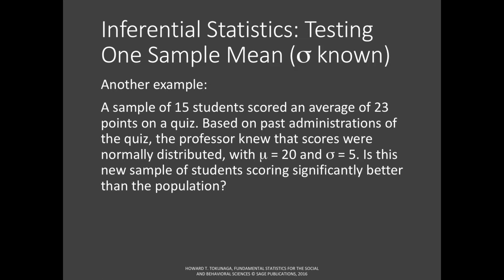Now, here's another example. A sample of 15 students scored an average of 23 points on some quiz. Based on other scores from previous semesters, the professor knew the scores were normally distributed with a population mean of previous quizzes of 20 and a standard deviation from previous quizzes of 5. So is this new sample, the current semester students, scoring significantly better than the population?